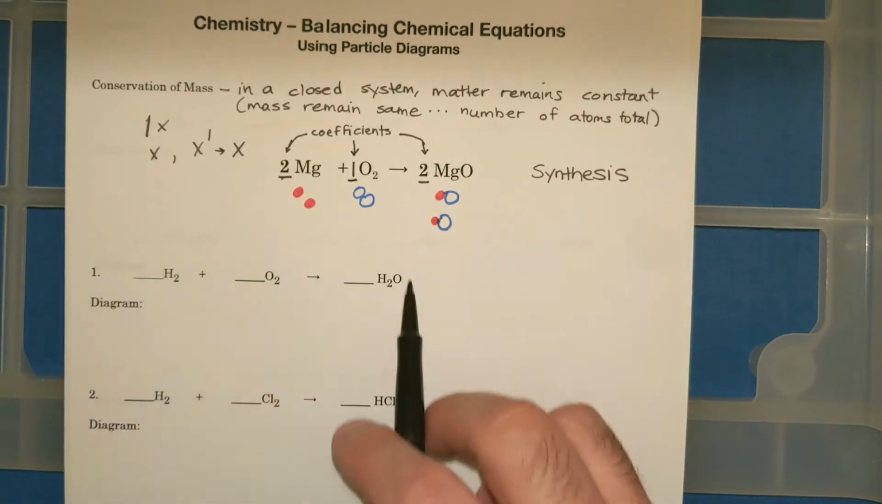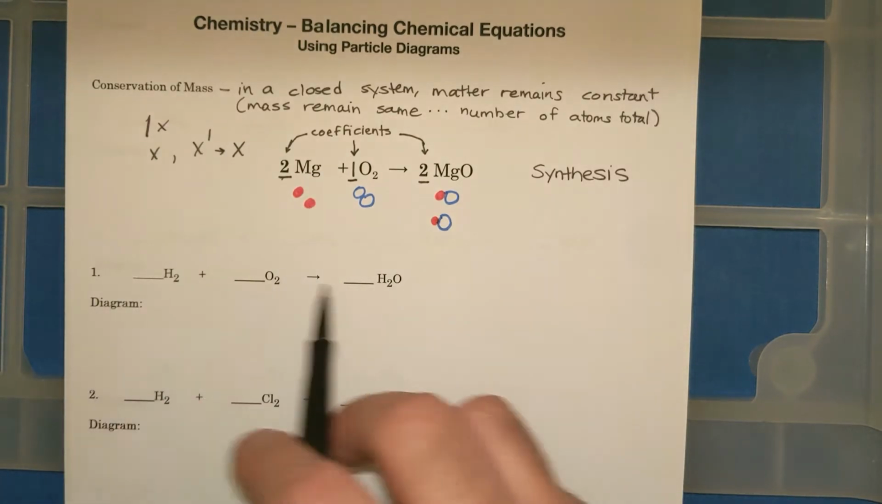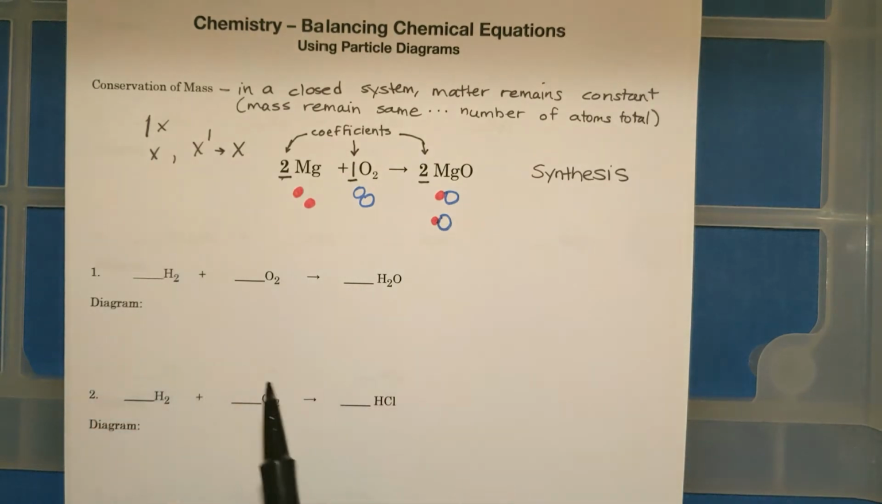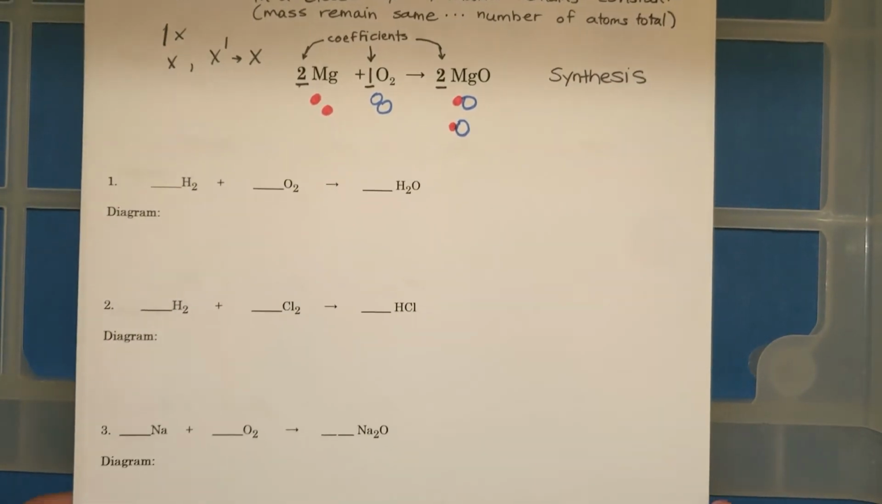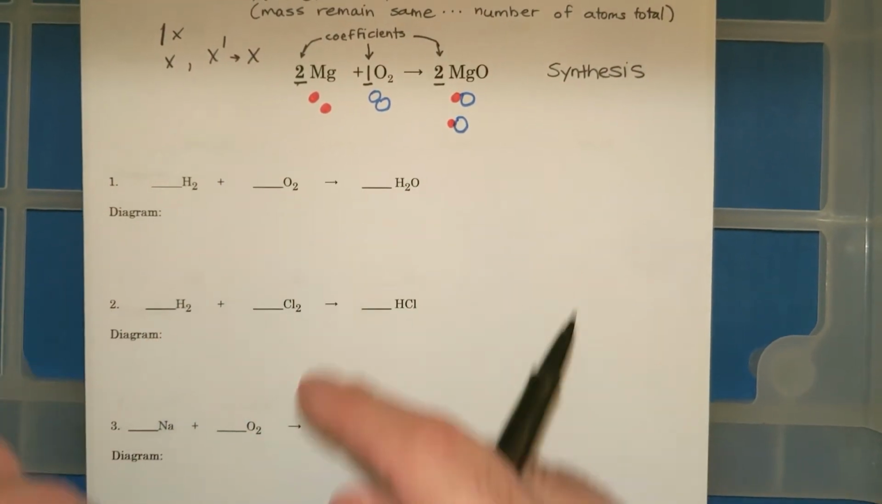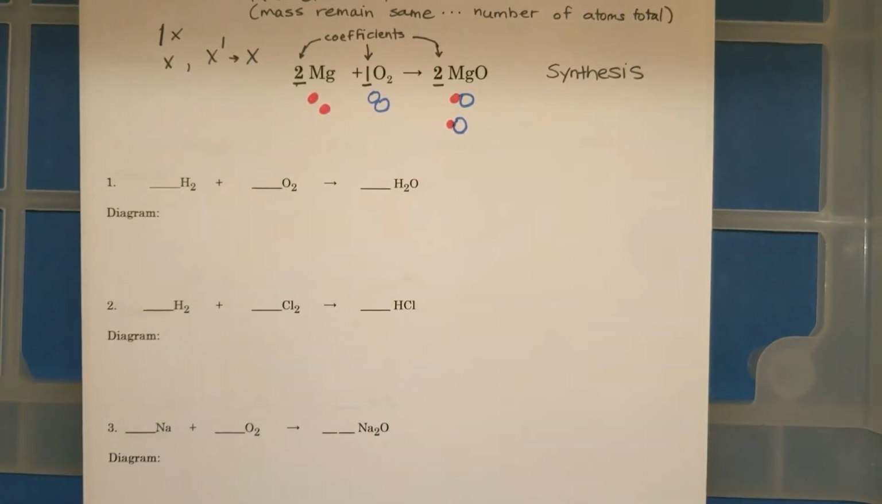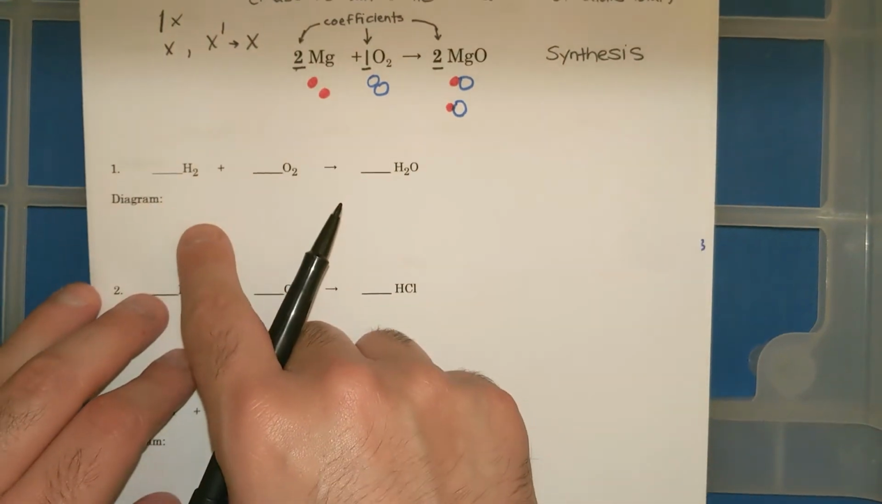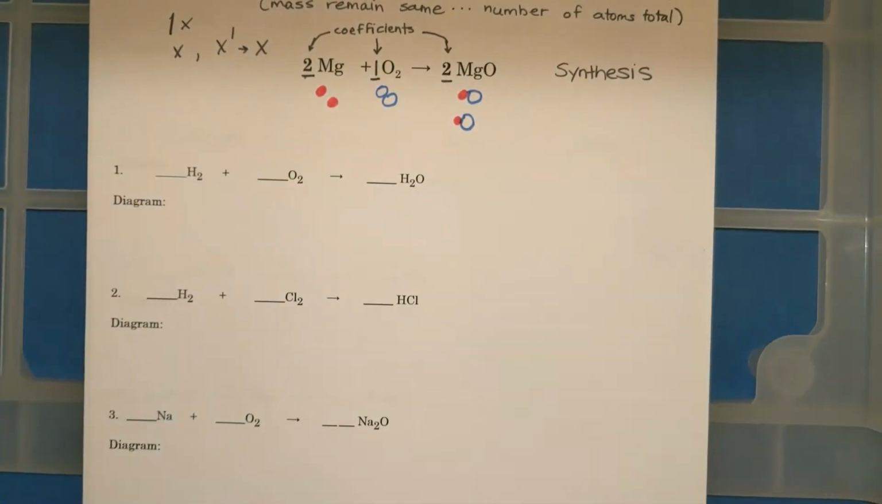So I'm going to show us now in question 1, or in example 1, how we could work to get a balanced chemical equation. So let's look at 1. I have these blanks here. These blanks here are going to be for coefficients that we eventually have to fill in. This says H2 plus O2 yields H2O.